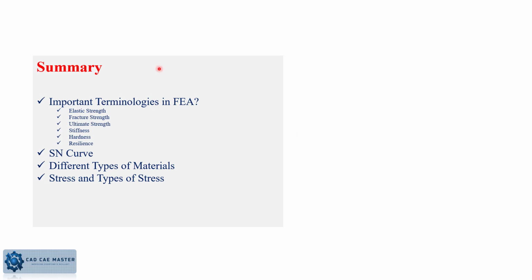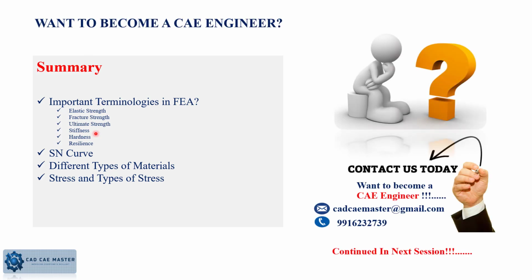Finally, to summarize, we went through the important terminologies, like elastic strength, fracture strength, ultimate strength, stiffness, hardness, and resilience. We also went through the stress-strain curve, different types of materials, and the types of stresses we had seen.